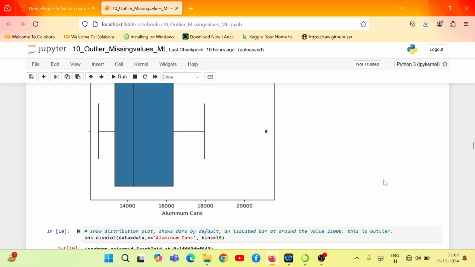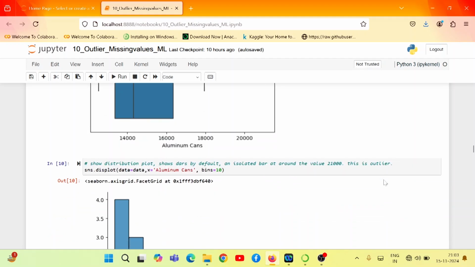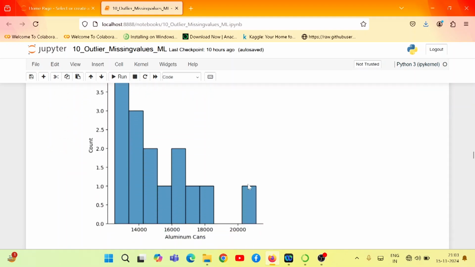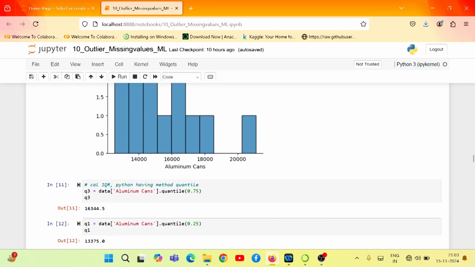Now let us display the distribution plot using this plot function that is available in the Seaborn module. This distribution plot shows the number of bars by default. If we observe it, we can understand that this isolated bar around 21,000 should be treated as an outlier. Another way we can use for detecting outliers is IQR.